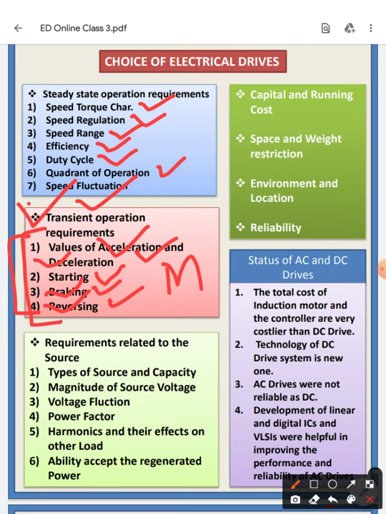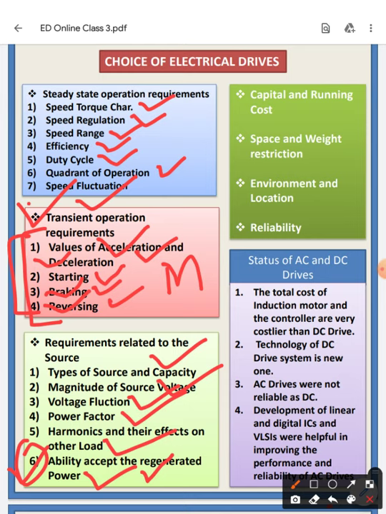Next one is the requirement related to your source. As we have seen, the type of source, the capacity and magnitude of source values or source voltage, voltage fluctuations, power factor, how much power factor we are getting, harmonics and their effect on other loads, and the ability to accept the regenerated power. That is called your regeneration process, that we will discuss in your third module.